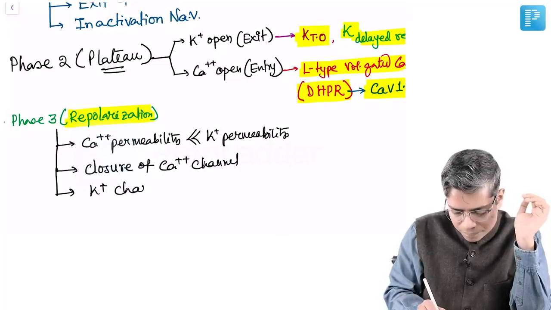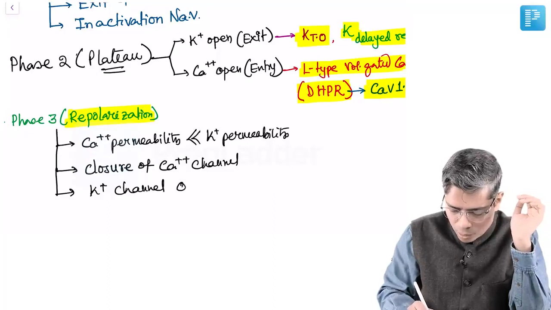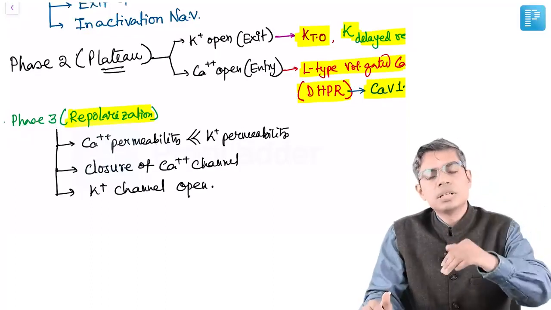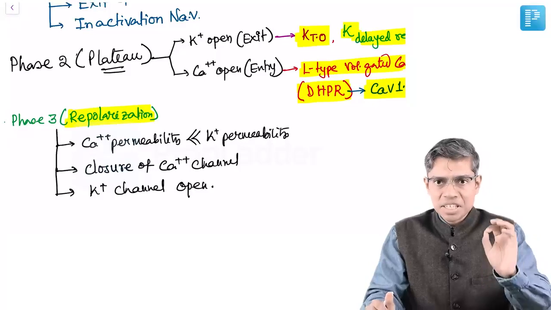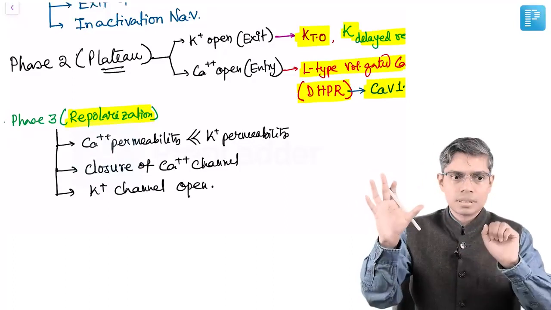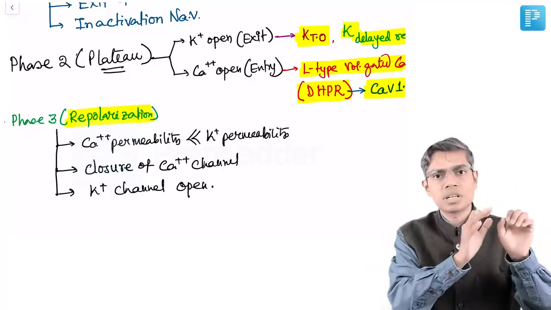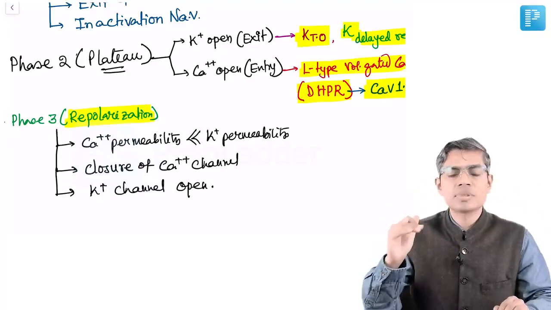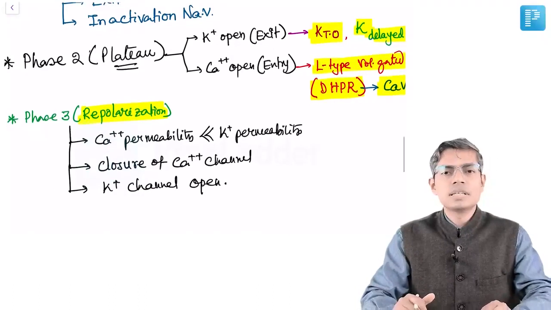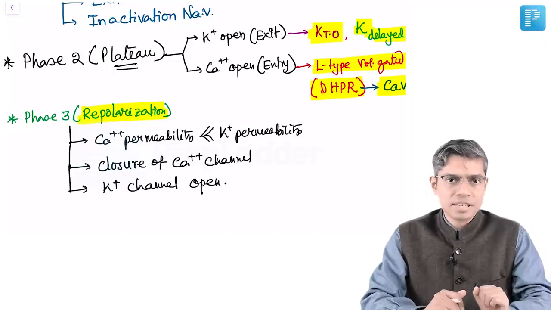Potassium channels are still open, and because of this, phase number 3 will return to the baseline, right? So initially, only the number of calcium channels will decrease, which is lesser than that of the potassium channels. But gradually, the closure of the calcium channels will be completed, and the potassium channels will remain open, and that will bring about phase number 3, right? So this is about the ionic basis of the myocardium action potential in different phases.